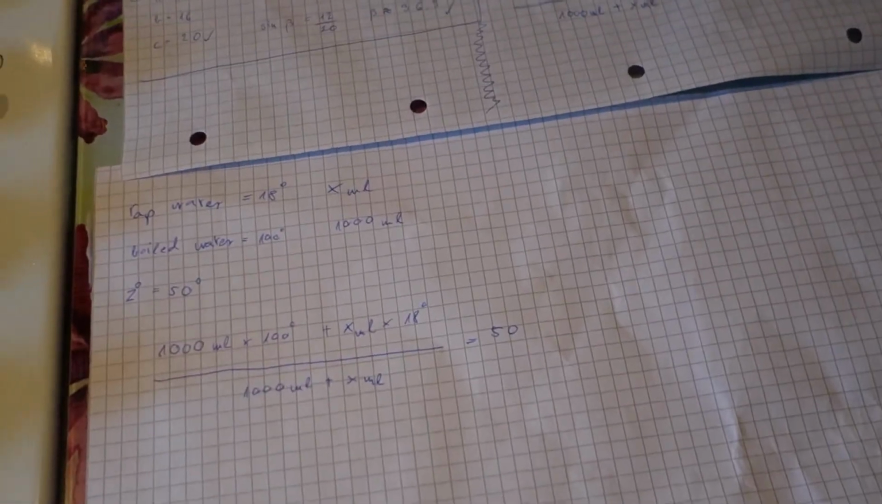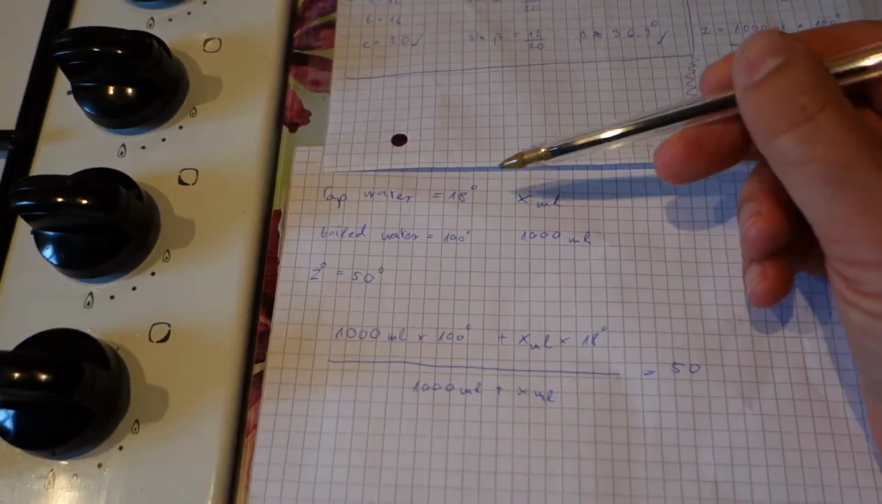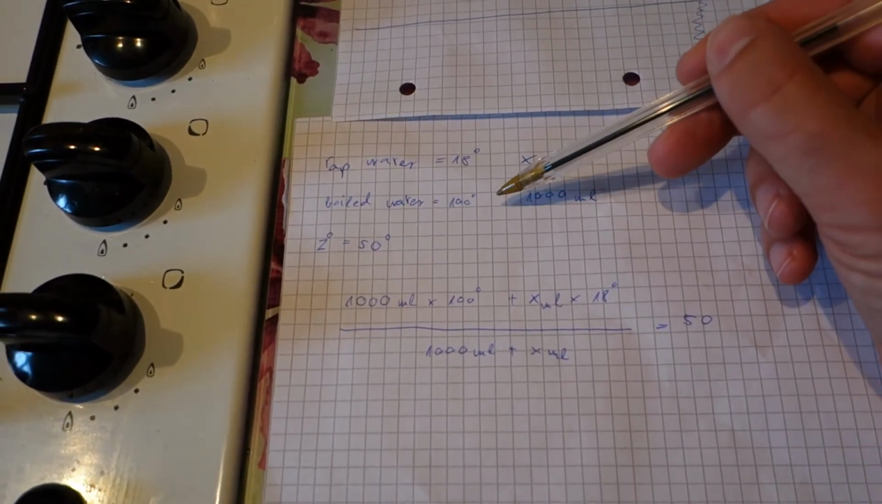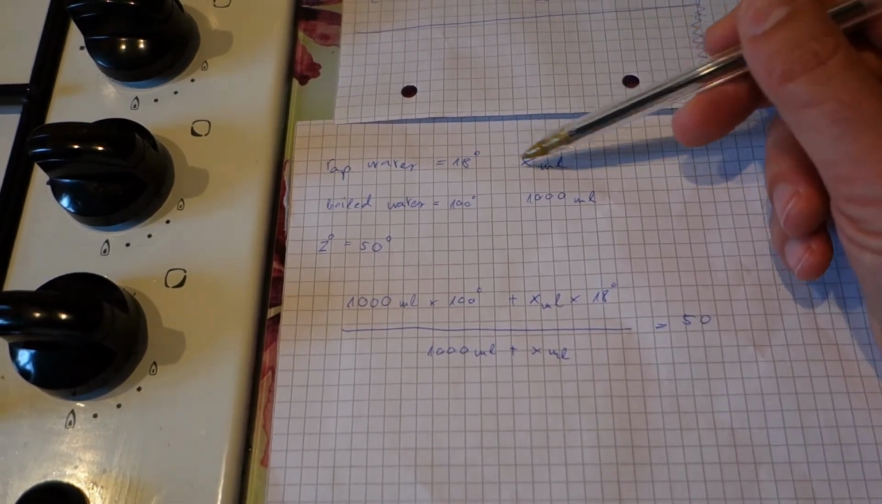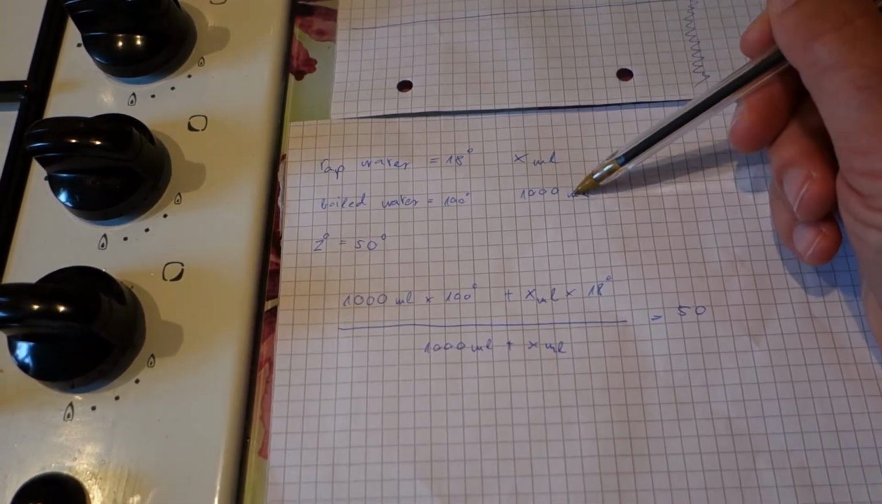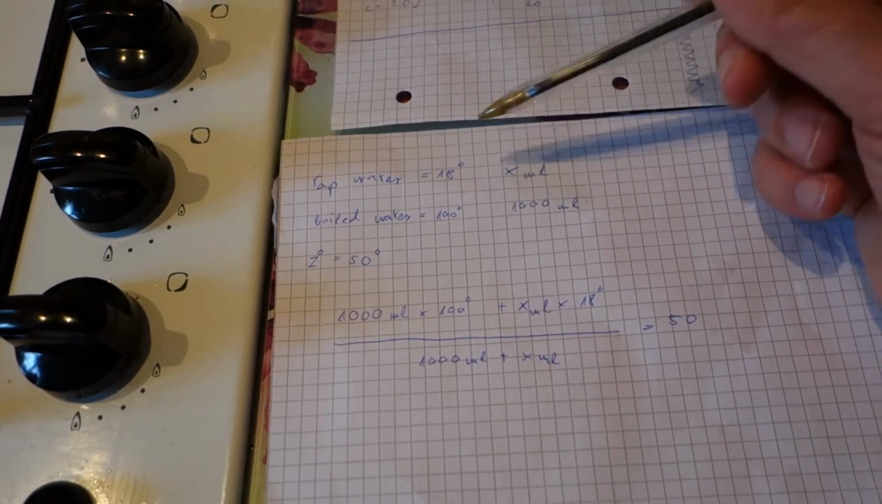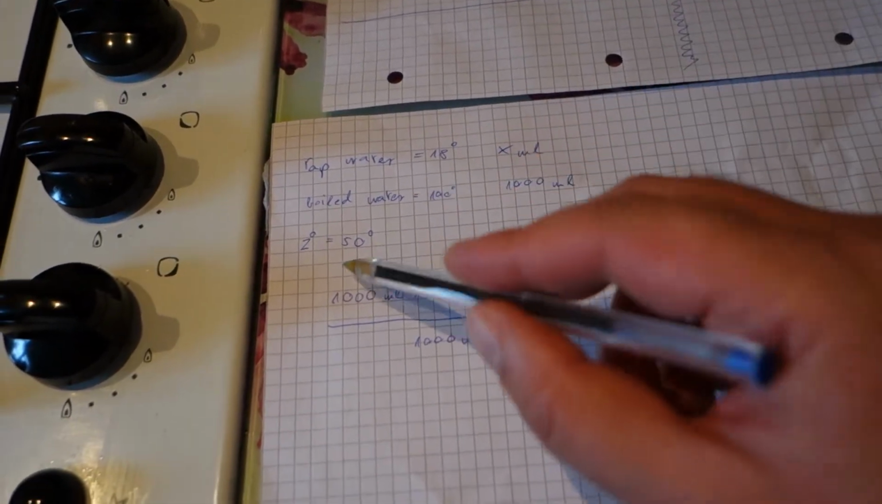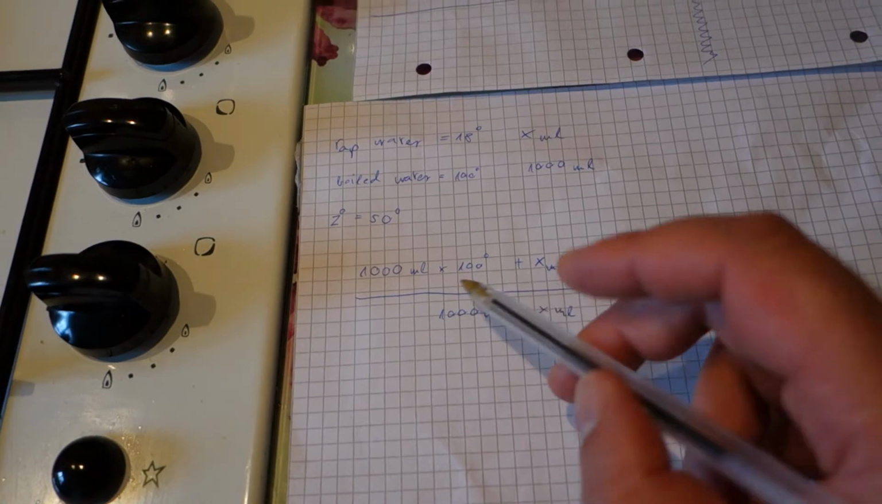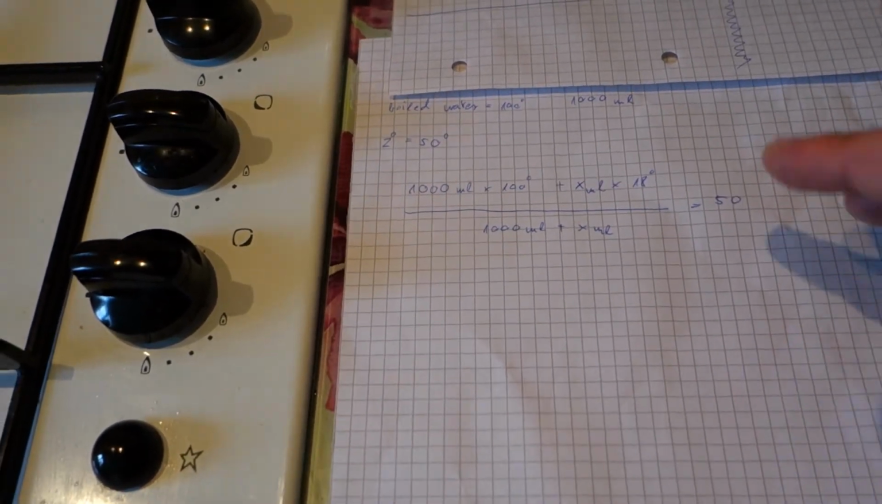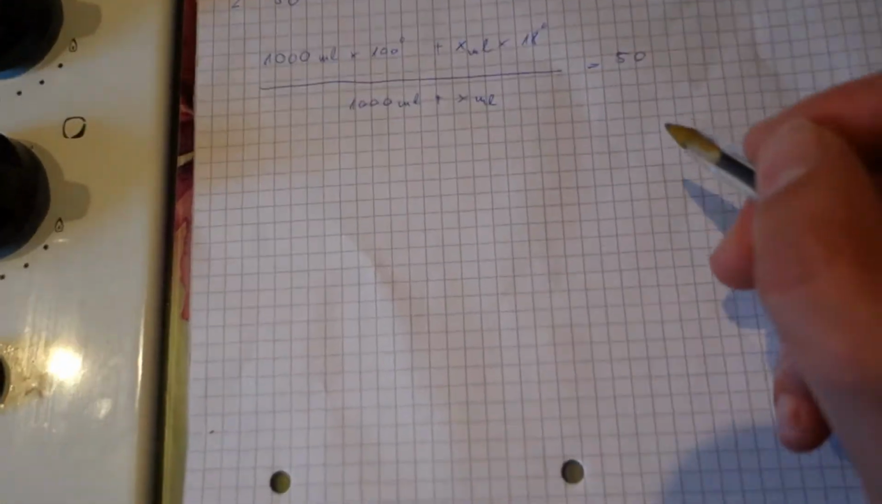So that is how it looks like. I have tap water at 18 degrees and boiled water at 100. I will need X amount of the 18 degrees water, 1000 ml I have in the kettle already, and I want 50 degrees water, and this is how it looks like. So let's get this started.